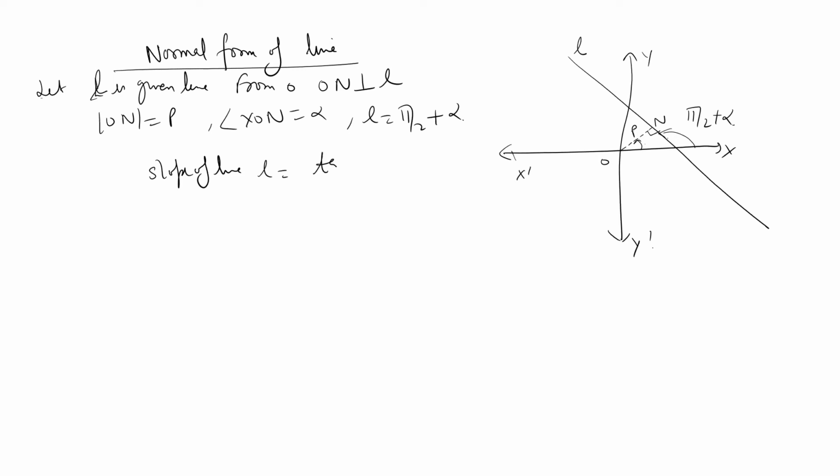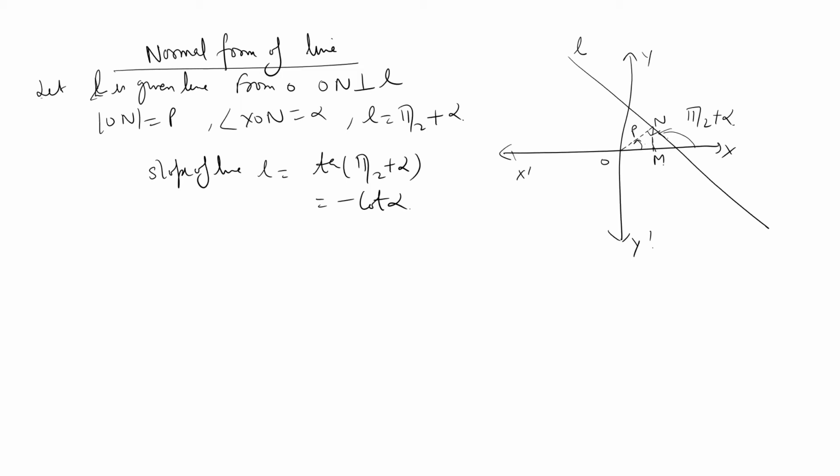That is your tan of 90 plus alpha. That day we have done, that is minus cot alpha. Right? Minus cot alpha. Now again, I am just deriving. This derivation, you need to just understand normal form, how normal form is created.